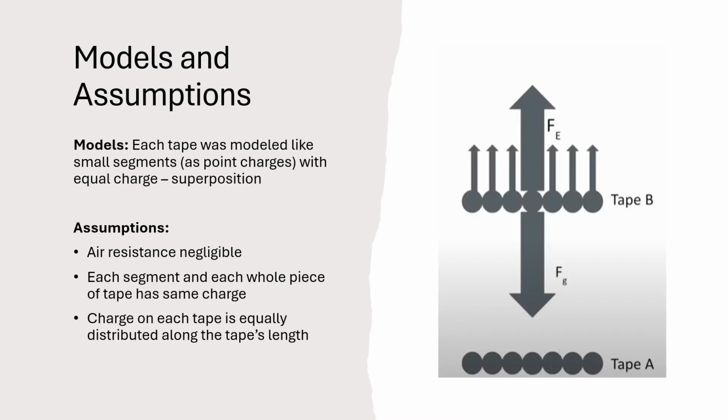Each tape that I used was modeled as small segments of point charges, each having equal charge, and then I used superposition to add them all up. I assume that air resistance is negligible. Each segment and each whole piece of tape has the same charge as each other segment and each other whole piece, and the charge on each tape is equally distributed along the tape's length.